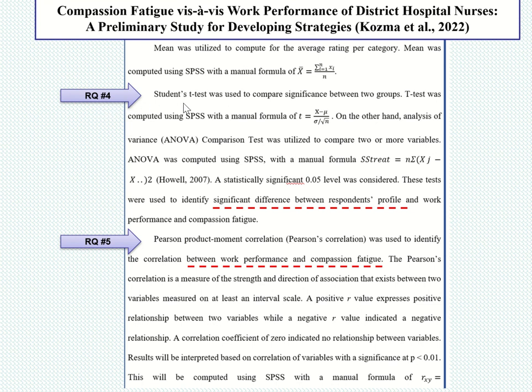And then this is for research question number 4, this paragraph. And ang gagamitin na treatment to answer research question number 4 is the ANOVA. So these tests were used to identify significant difference between respondents' profile and work performance and compassion fatigue. And then research question number 5, ang ginamit na treatment ay product-moment correlation or Pearson's correlation. So ang kinorelate dito is yung work performance and compassion fatigue.